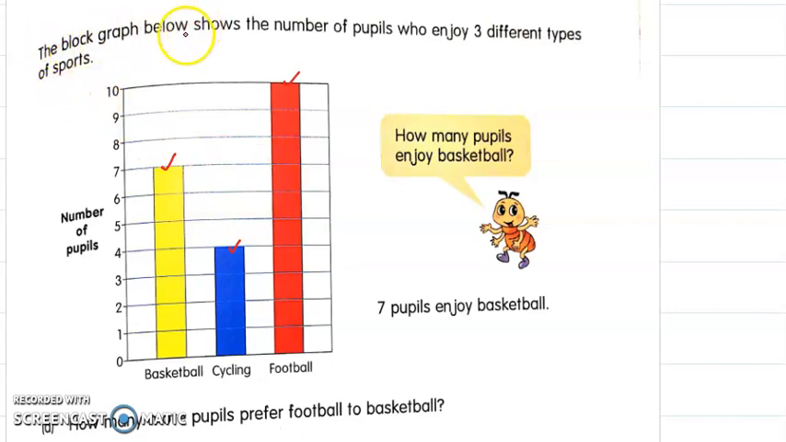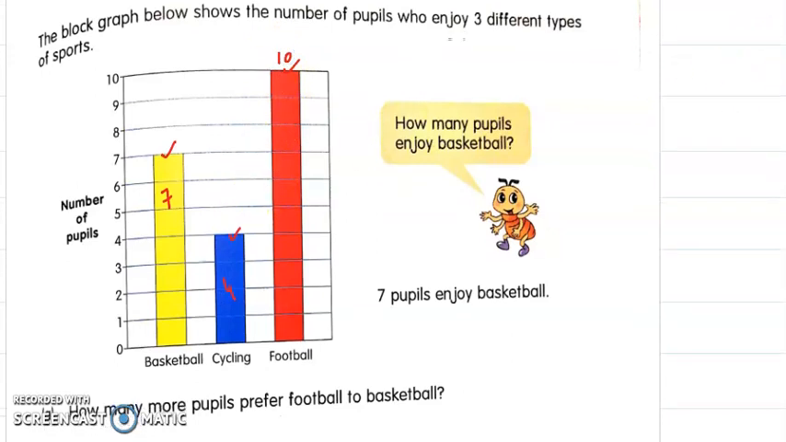The block graph is showing the number of people who enjoy three different types of sports, the games that they like. If we look at this one, we can see that seven students like basketball, so their number is seven. Cycling is a favorite sport for four students, and football is a favorite sport for 10 students.